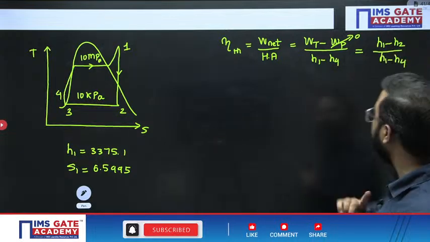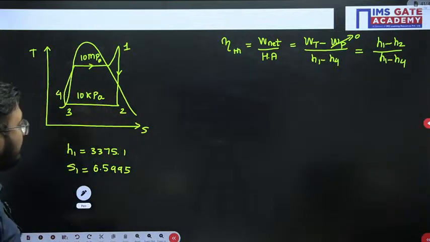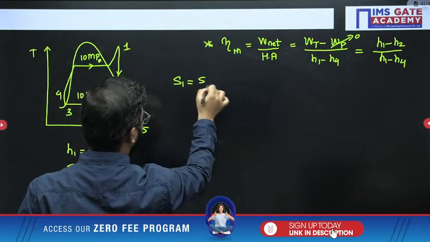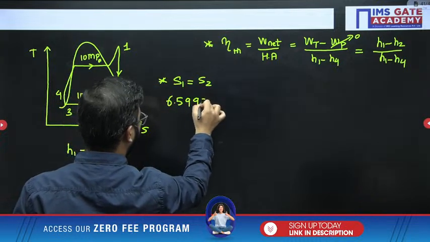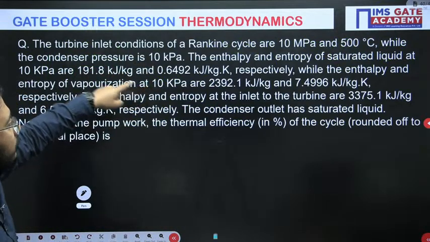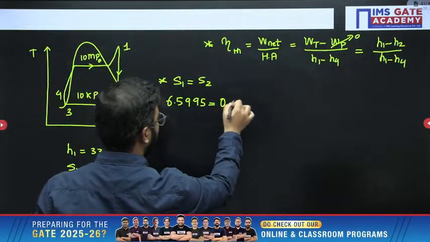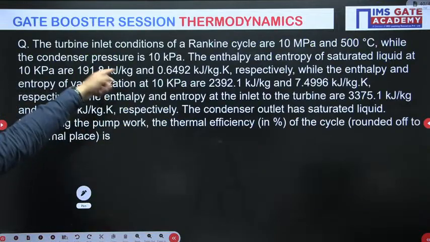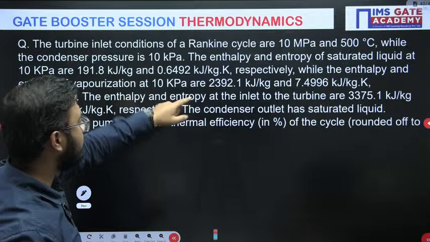So H1 already we have. H2, how will I calculate? For that dryness fraction is required. Yes, Aditya, dryness fraction is required. To calculate the dryness fraction, what will you do? S1 equals S2, isentropic expansion. S1 already we have, 6.5995. S2 is SF at 10 kilopascal, entropy of saturated liquid they have mentioned as 0.6492, plus X into SFG, that is given as 7.4996.